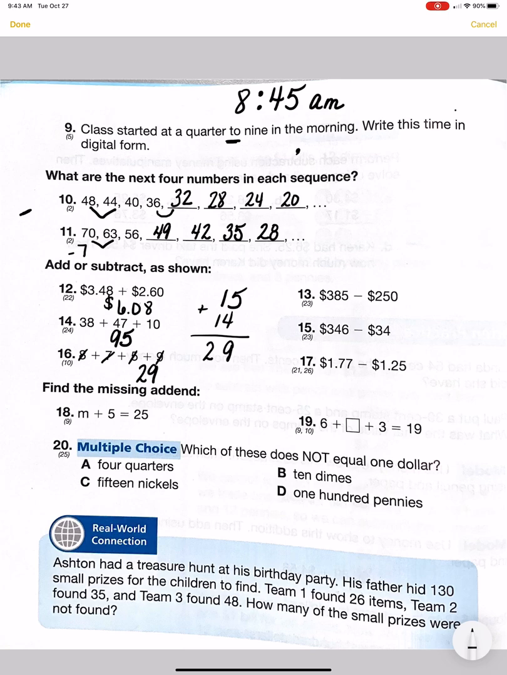385 minus 250. I'm going to do this one up here, so I have to erase less. Five minus nothing is 5. 8 minus 5 is 3. 3 minus 2 is 1. That one was no borrowing required. $135.